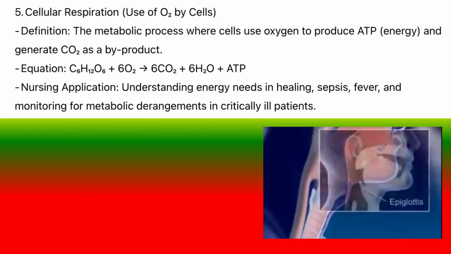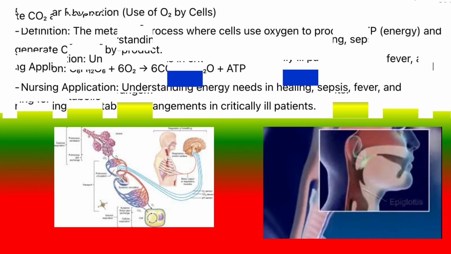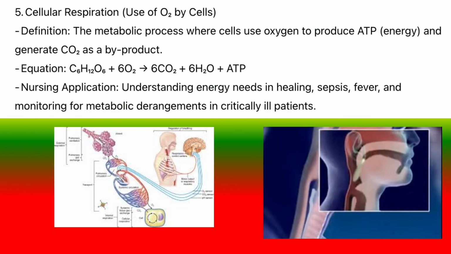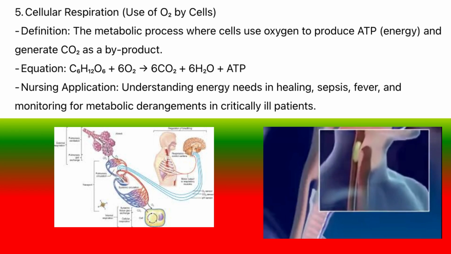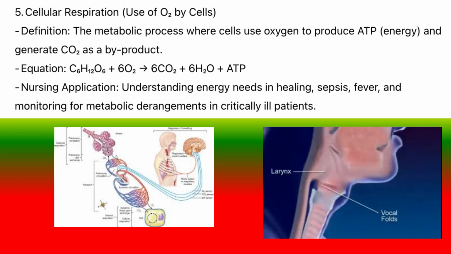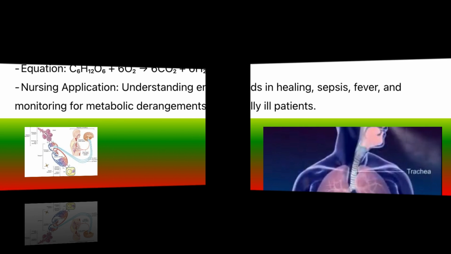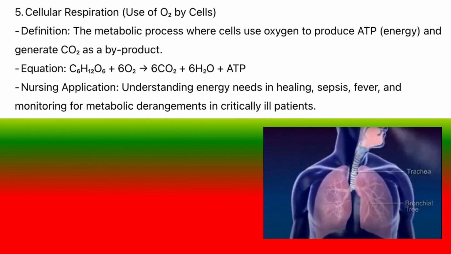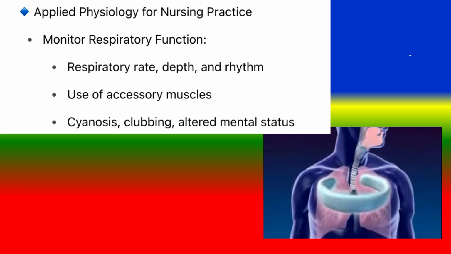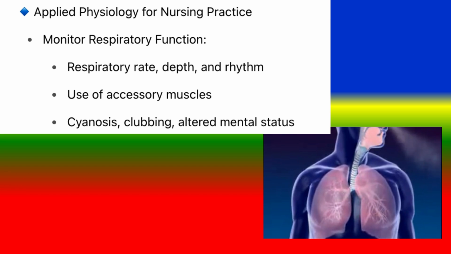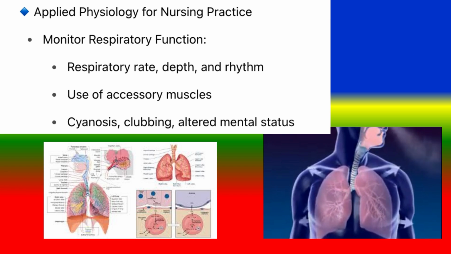5. Cellular respiration, use of O2 by cells. Definition: the metabolic process where cells use oxygen to produce ATP, energy, and generate CO2 as a byproduct. Equation: C6H12O6 + 6O2 → 6CO2 + 6H2O + ATP. Nursing application: understanding energy needs in healing, sepsis, and fever, and monitoring for metabolic derangements in critically ill patients.